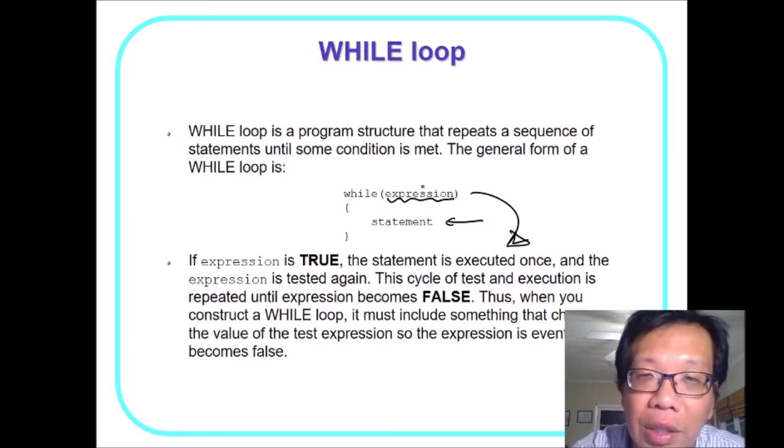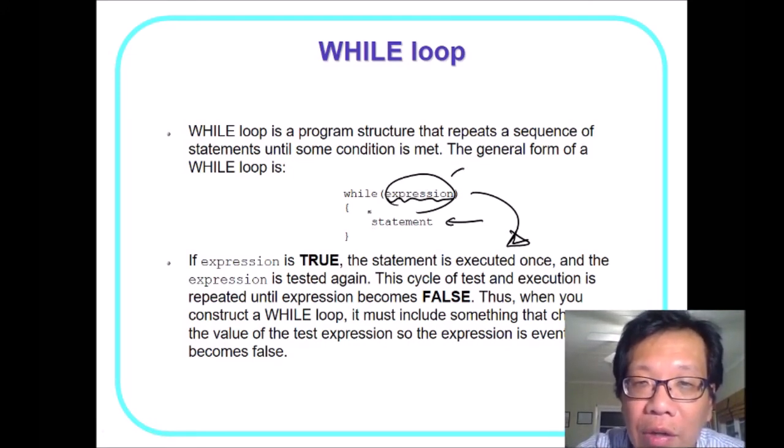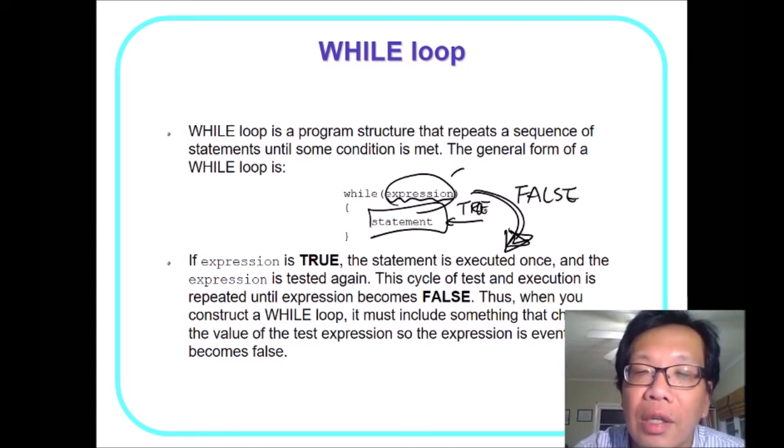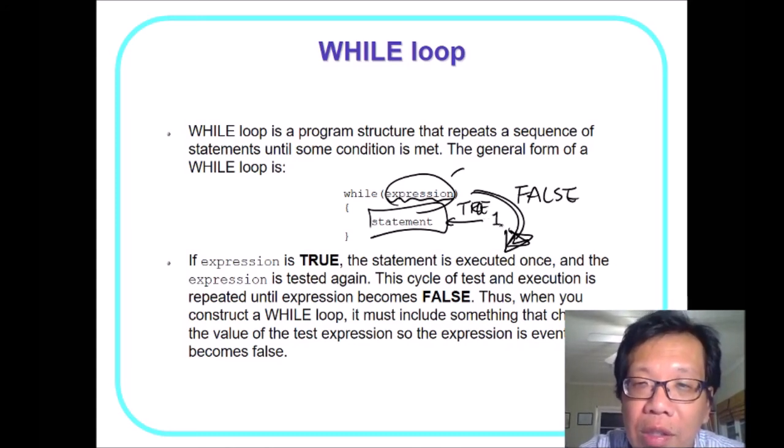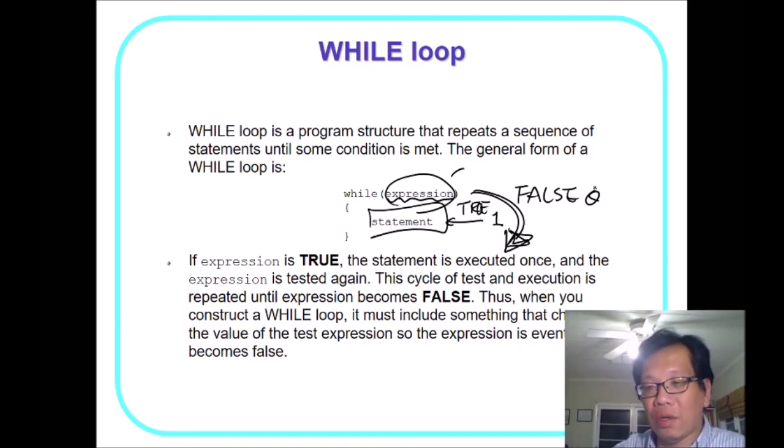So when we are doing an expression over here, if we want to run the code over here, then it must be true. If you don't want to run this code and just jump out, it's going to be false. Logically, it's easy to understand, but in reality, number-wise, true is 1 and false is 0.